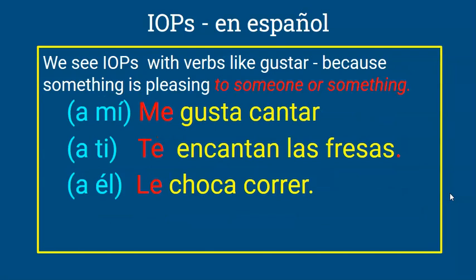We've seen IOPs a lot with verbs like gustar because that is something that is pleasing to someone or something. So that's what they are when you see your gustar verbs. Me gusta cantar. Te encantan las fresas. Le choca correr.